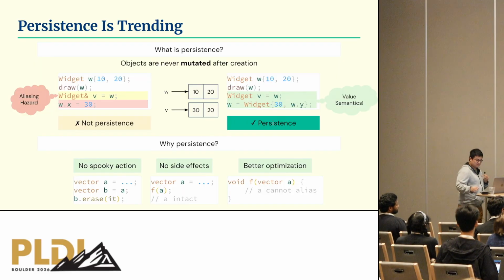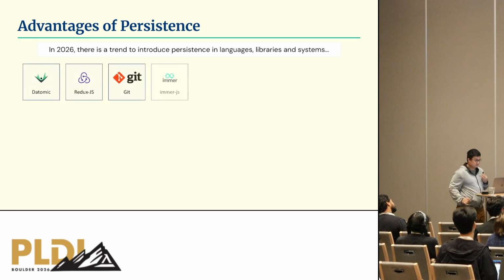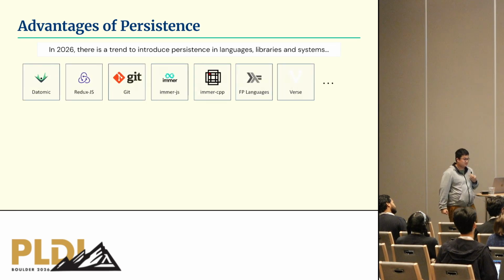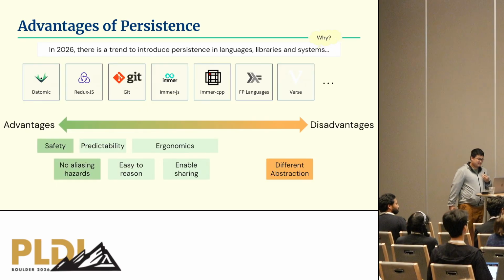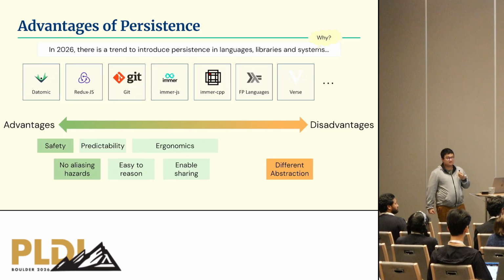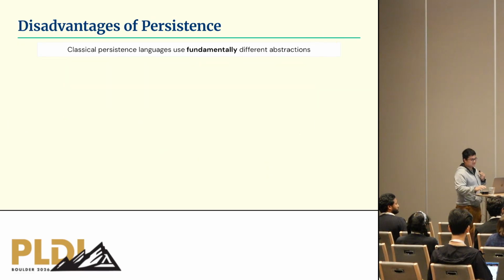are no aliasing possible. Due to these advantages, in 2026, there is actually a trend to introduce persistence in many popular languages, libraries, and systems, such as Immer, functional programming languages, and Verse. So why is that? As I showed before, there are many advantages such as safety, predictability, and arguably better ergonomics. Of course, there are also some disadvantages of introducing persistence, that is, a different abstraction.